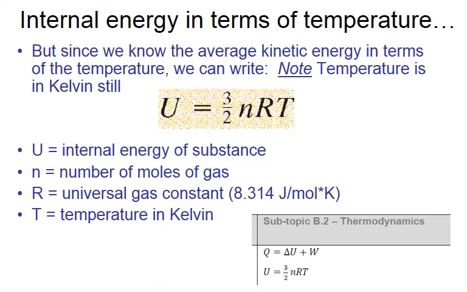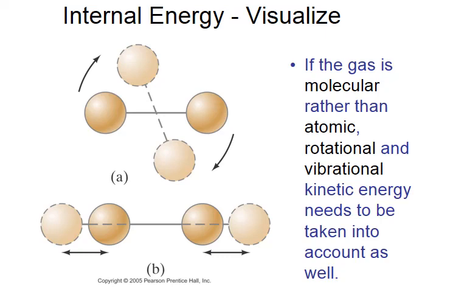All right, so 3/2 nRT is what we can use to figure out the overall internal energy, and we have everything there. The number of moles is n, the gas constant R is here, and temperature must be in Kelvin, so be careful with that. When we look at the internal energy, we also have to consider the rotational and vibrational kinetic energy as well. These molecules can be vibrating and shaking, and so we have to consider that as we look at the overall internal energy.